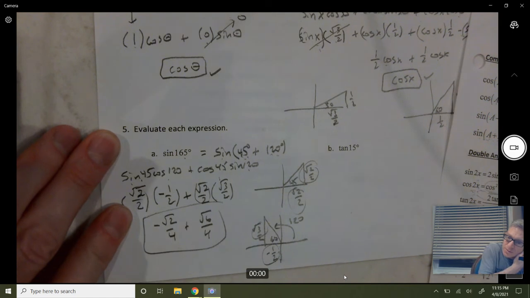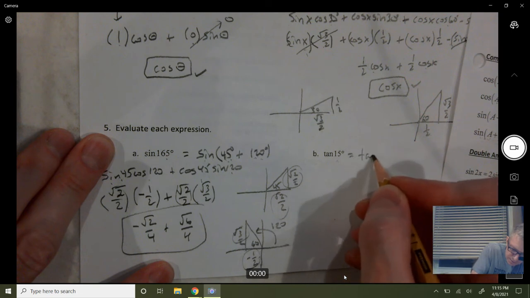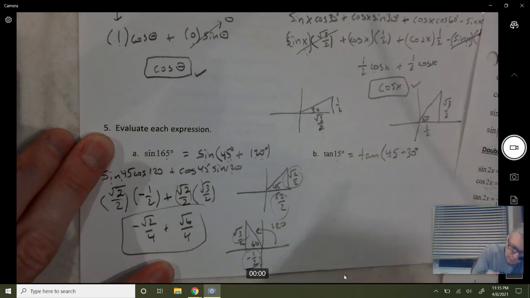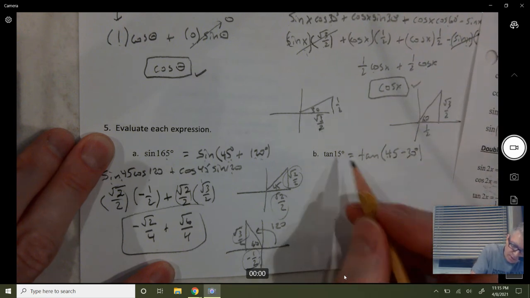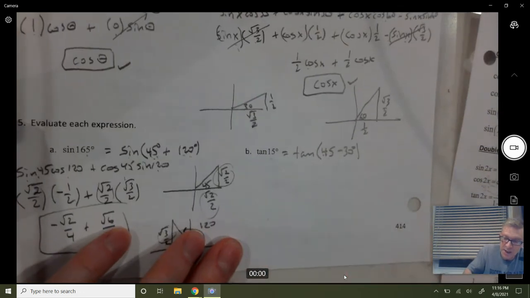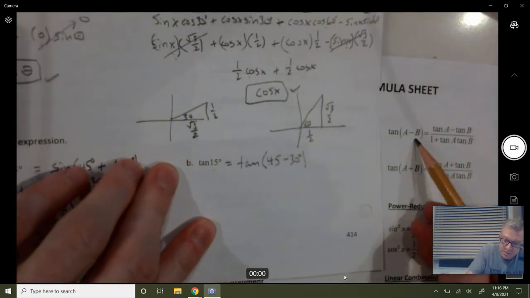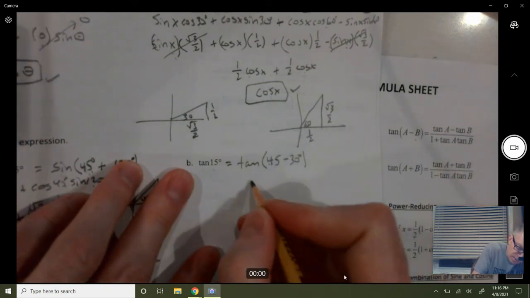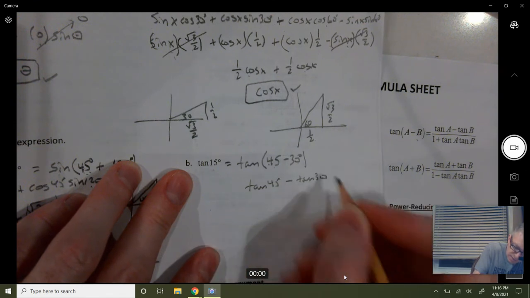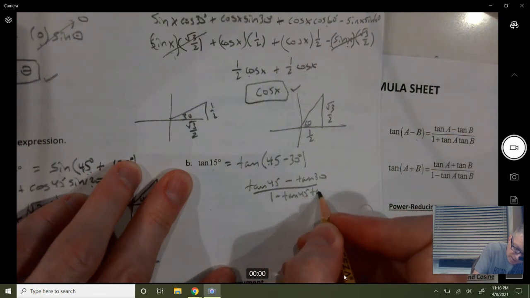And tangent of 15, we could rewrite that as tangent of, I think the easiest one is just 45 minus 30. You could do 60 minus 45, any two numbers that when you subtract them, you get 15. And so for that formula, we're going to do tangent of a minus b. Tangent of a minus b is this one right here. Tangent a minus tan b. That's going to be tangent 45 minus tangent 30 over 1 minus tan 45 tan 30.